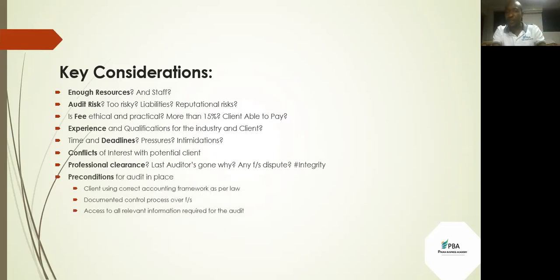All right. Preconditions in audit practice. Is the client using the correct accounting framework? What happens if they are not? Why should we even start auditing, unless what? If you're not using the correct accounting framework, what do you do? You resign. We'll look at that.